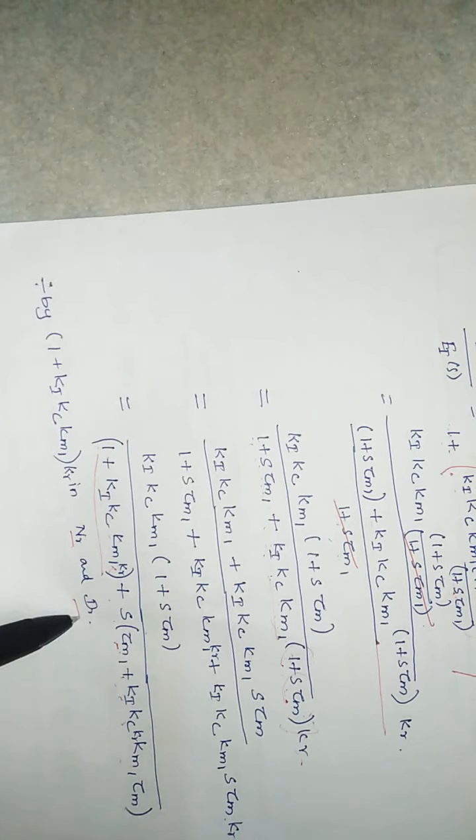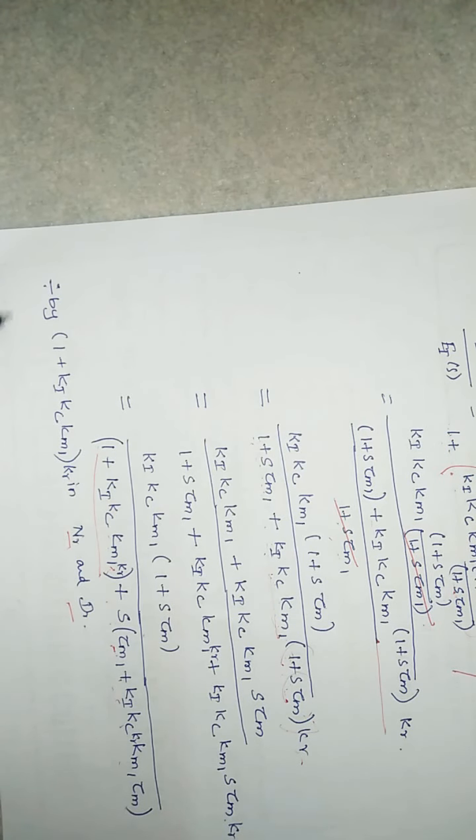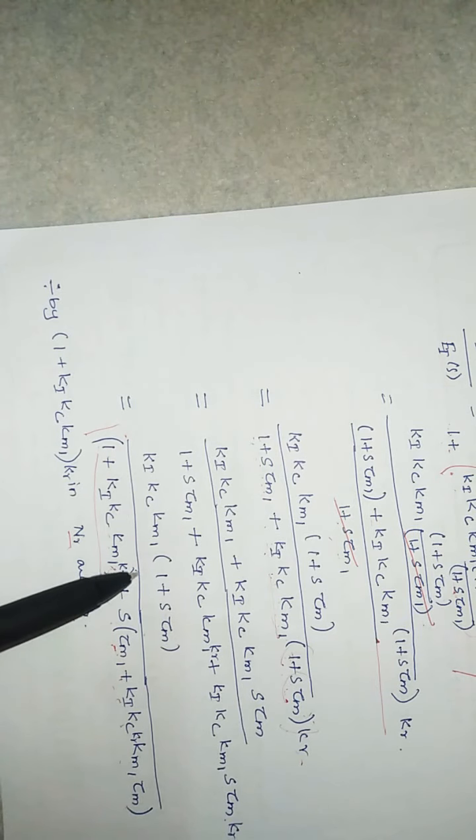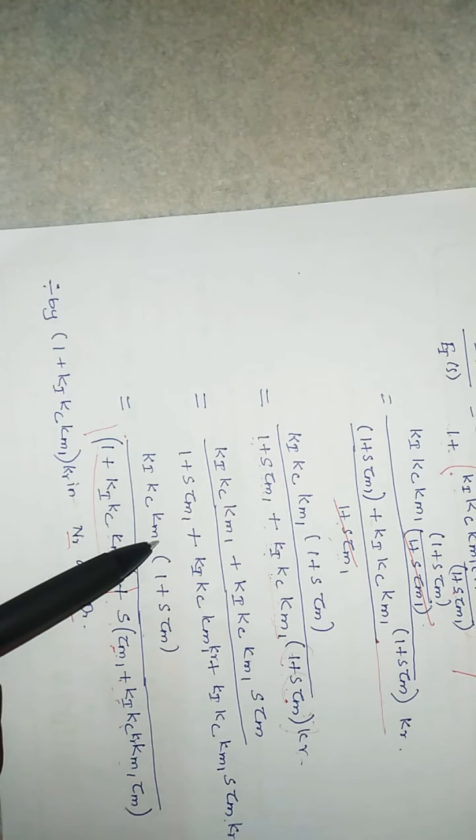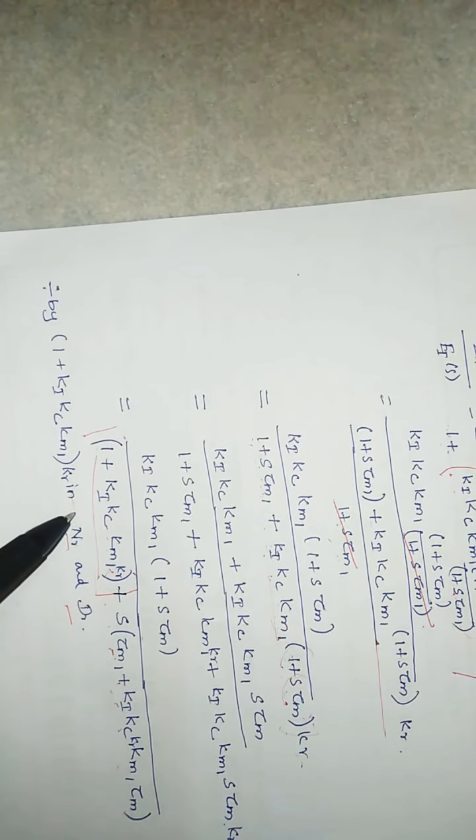In this entire term, the numerator and denominator can be divided by 1 plus Ki Kc Km1 into Kr. What's the need? If you want to make the denominator into 1 plus s, for the simplification we need to divide this entire term by the same term in the numerator as well as the denominator.